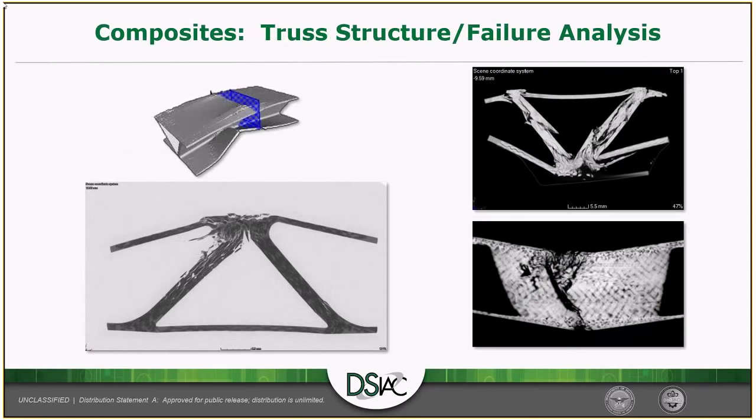Change gears a little bit here into the composites. So on the materials side, this is a composite truss structure that had a load put on it. We scanned it before we put a load on it and then after, and this was the post-test. There was actually a model that goes along with this that predicted when and where those plies were going to start breaking. And we can actually see that in these images.